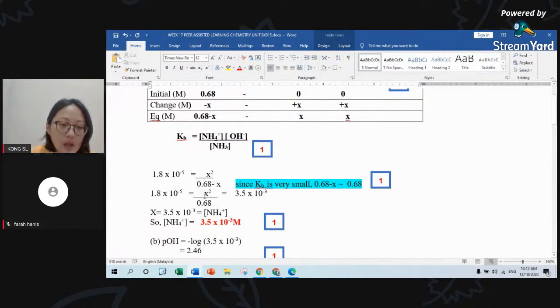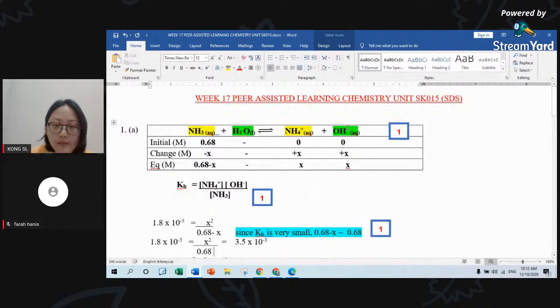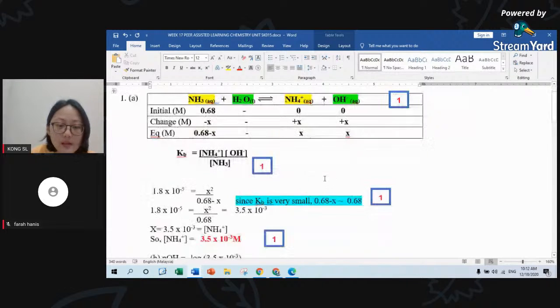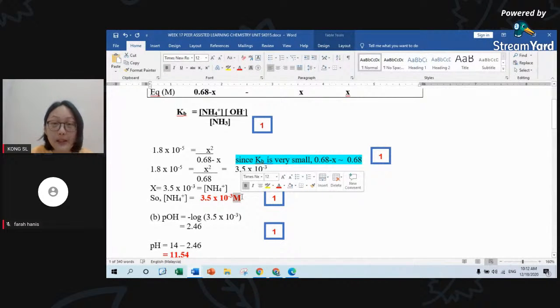So straight away, you just take 0.68 times the Kb value, and then solve, you will get 3.5 times 10 to the power of negative 3. Must make the conclusion: x actually is the concentration of ammonium and the concentration of hydroxide, because both of them have the same value at the equilibrium state, meaning x, x. So you can write down x equals 3.5 times 10 to the power of negative 3, equal to the concentration of ammonium. So this is the concentration, must write the unit capital M.